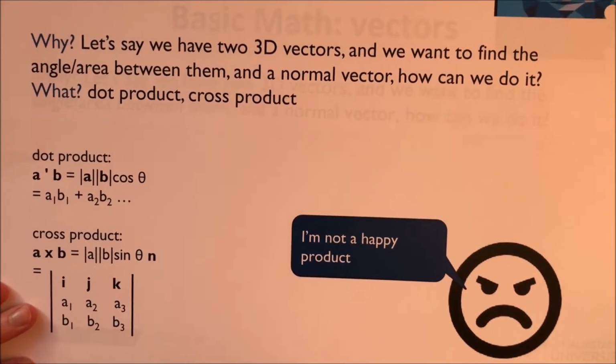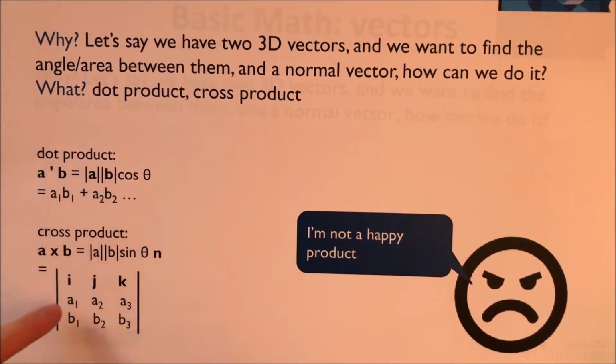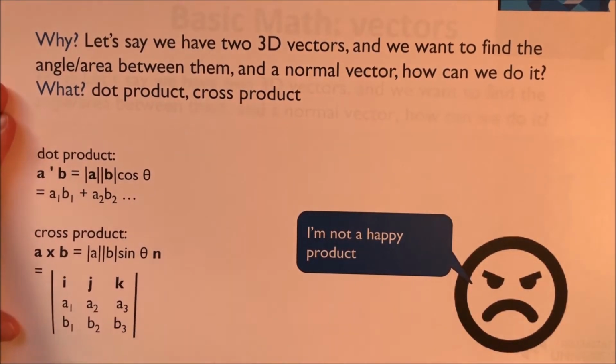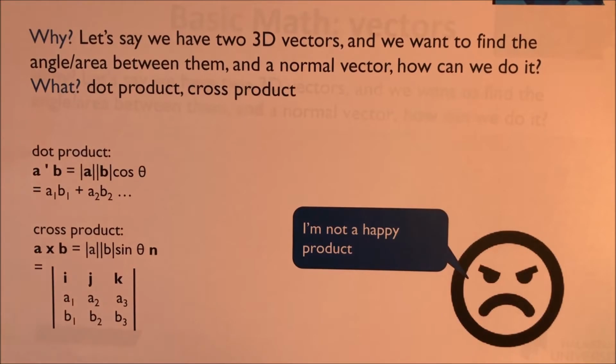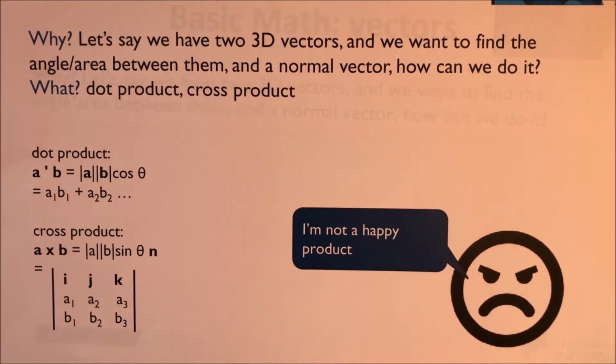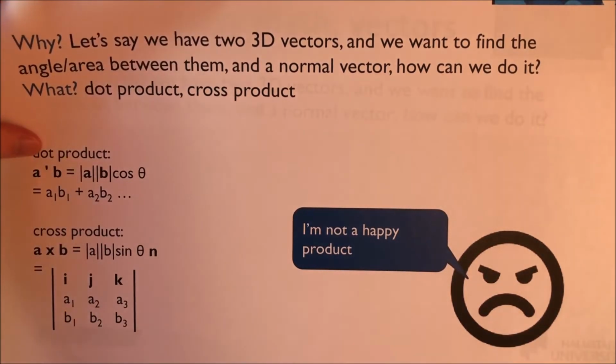From this you can calculate using cos or sine. You can calculate the angles. The area of the parallelogram between the two vectors can be calculated with a cross product, and also a normal vector. So a cross product of b will give you the normal vector to that.